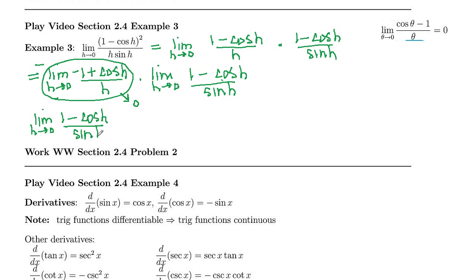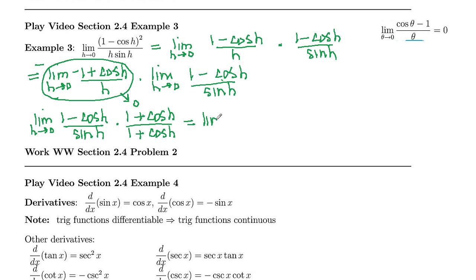And again, it is form 0 over 0. So I'm going to use some trig identities. I'm going to multiply by 1 plus cosine h top and bottom. And you'll see why here in just a second. So it's kind of like multiplying by the conjugate when you've got square roots in there. So now all we did was multiply by 1.